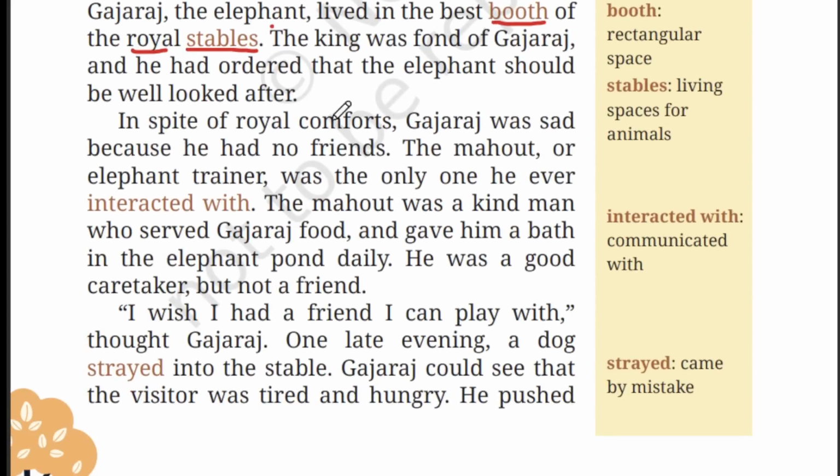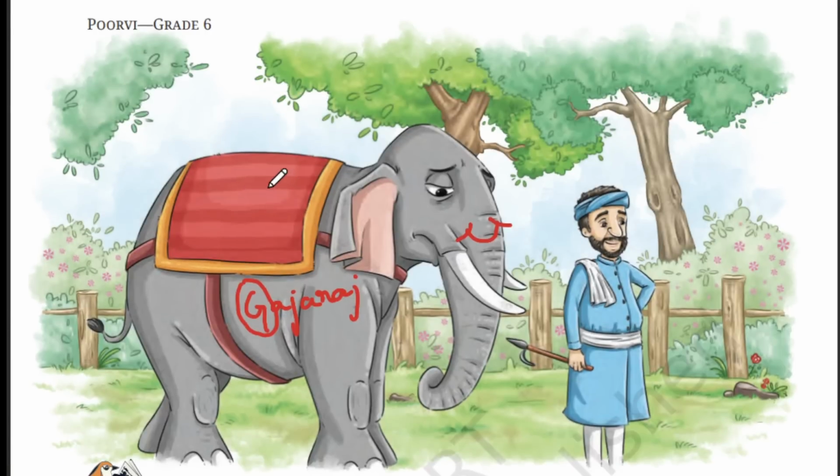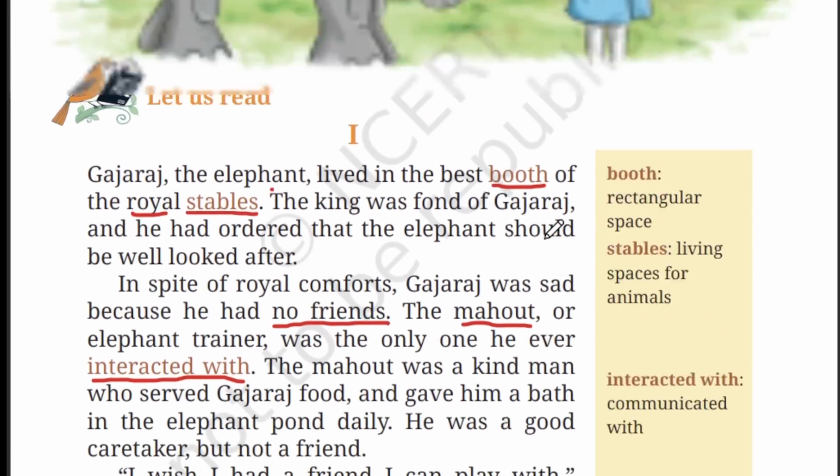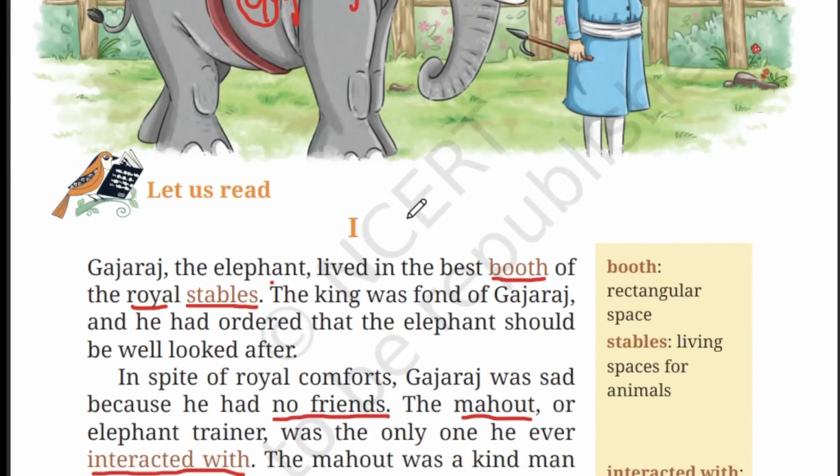In spite of royal comforts, Gajaraja was sad because he had no friends. That is very important, right? Gajaraja does not have any friends. That is the reason he is very sad. The Mahout, the elephant trainer, was the only one he ever interacted with. Interacted means talking, communicating with. So, only the Mahout, the elephant trainer, and the elephant interacts only with this person, and has no other person or friends. That is the reason for the sadness.